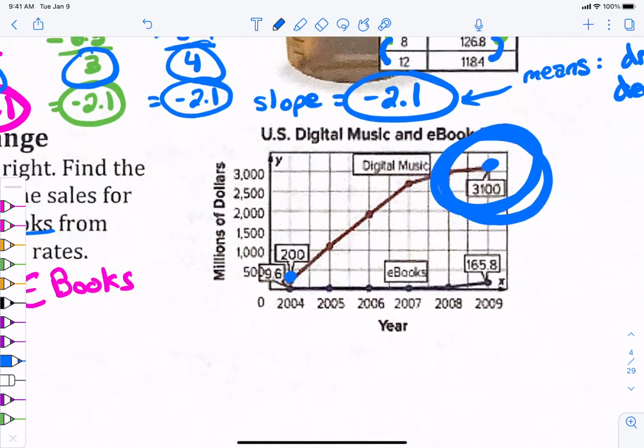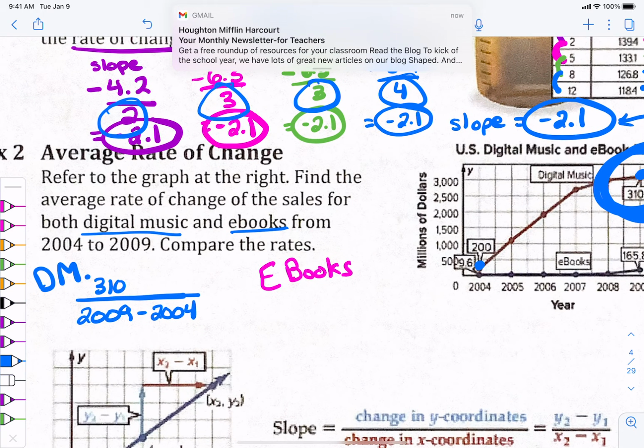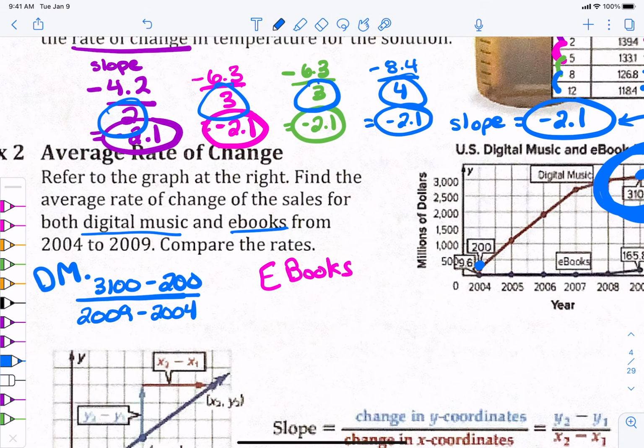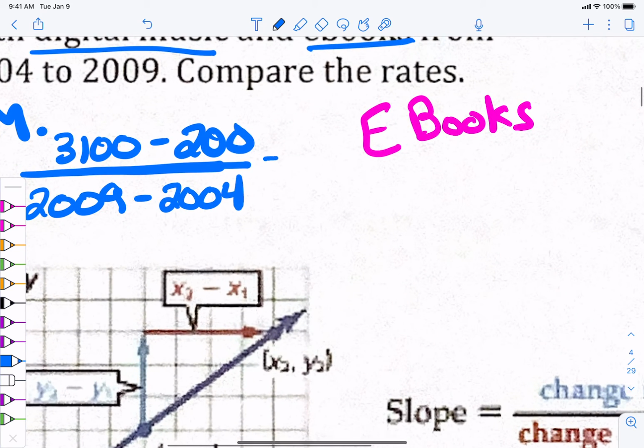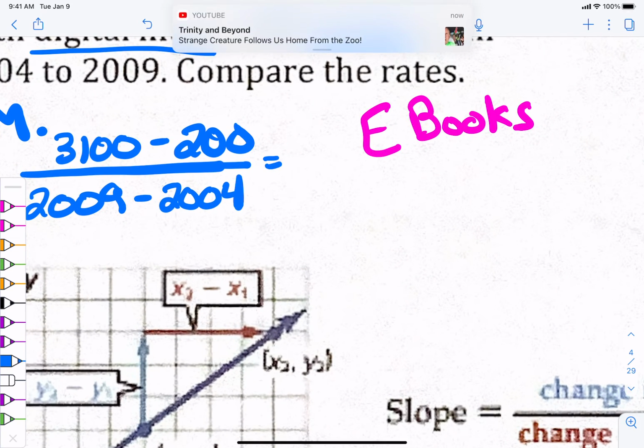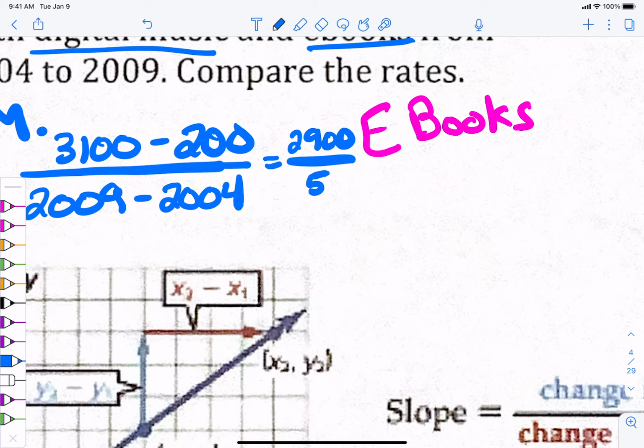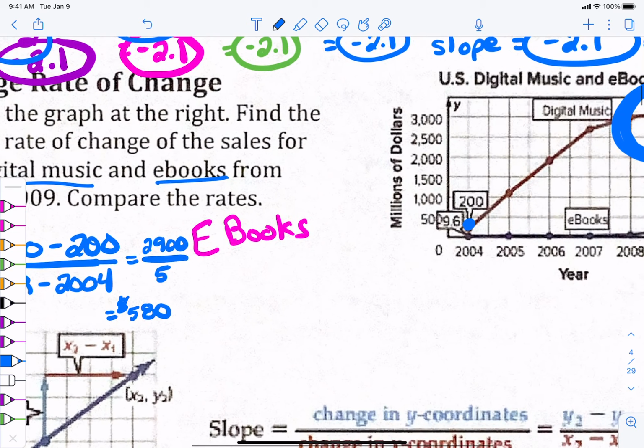So start at 200. So we have 3,100 minus 200, and that tells me how much I've gone up. So 3,100 minus 200 is 2,900 in a matter of 5 years. So on average per year, it's gone up $580 million per year. If you divide those, 2,900 divided by 5 is 580. So on average, it has gone up $580 million per year. Does that make sense? Yes.